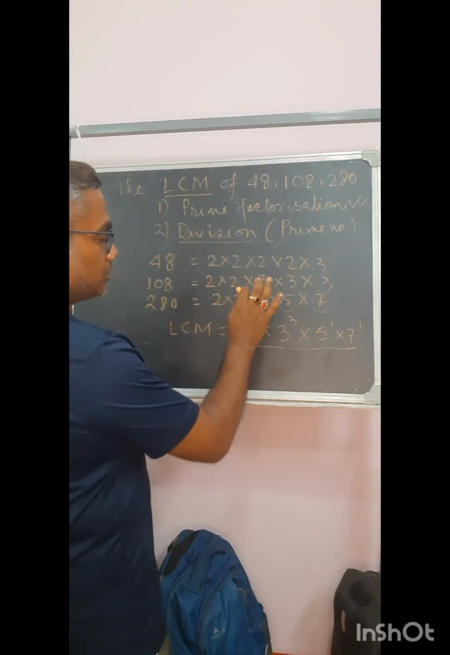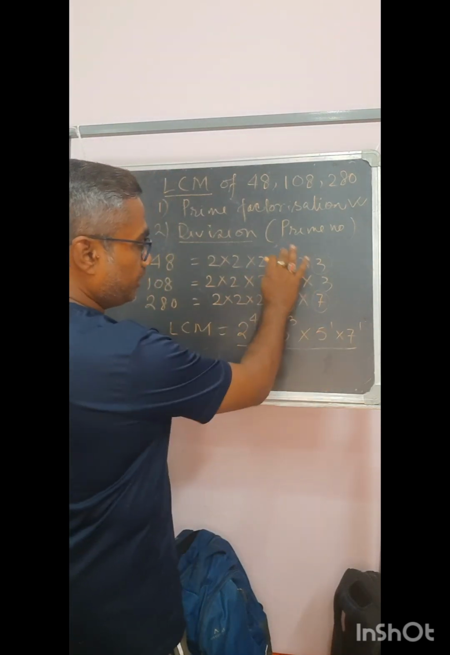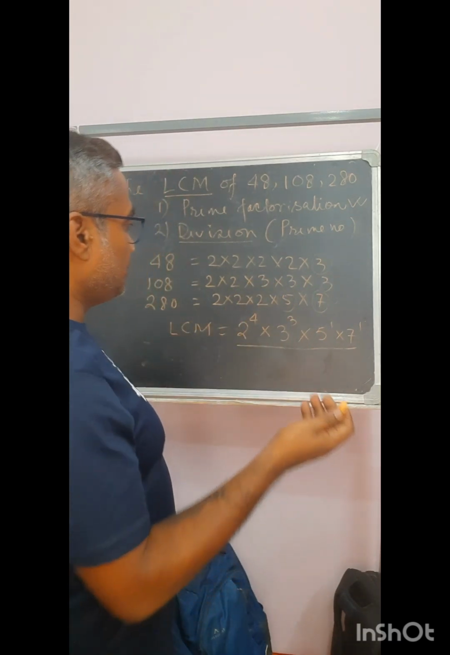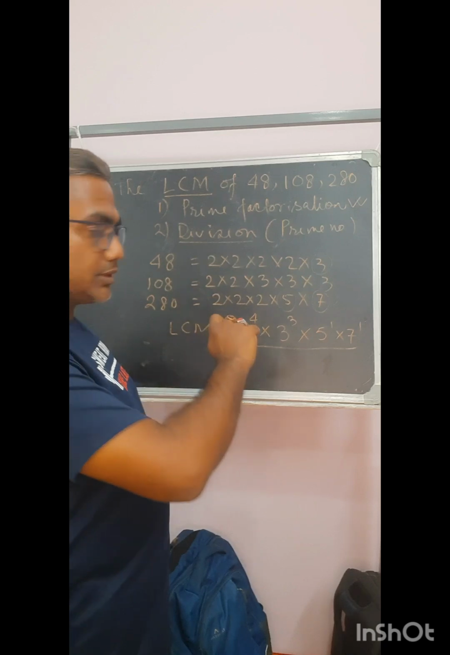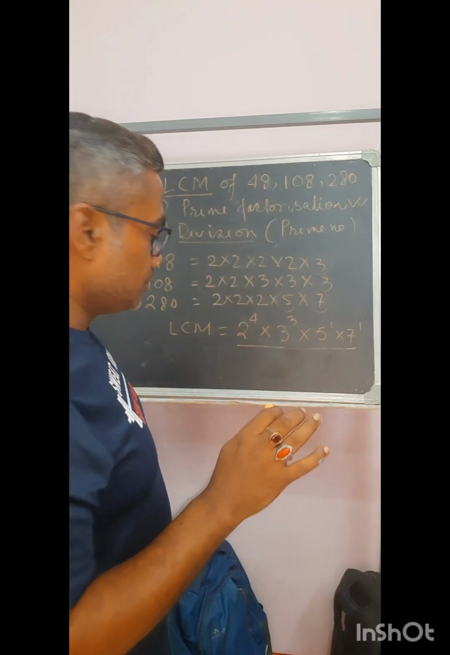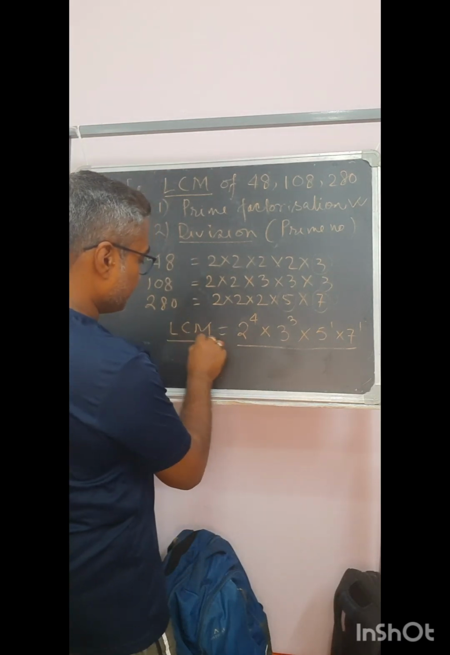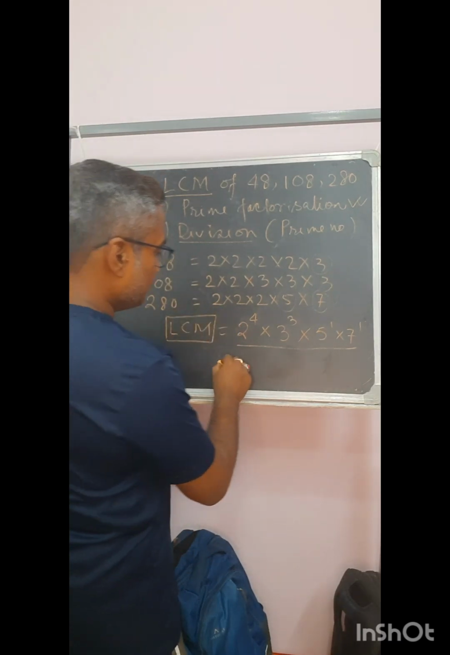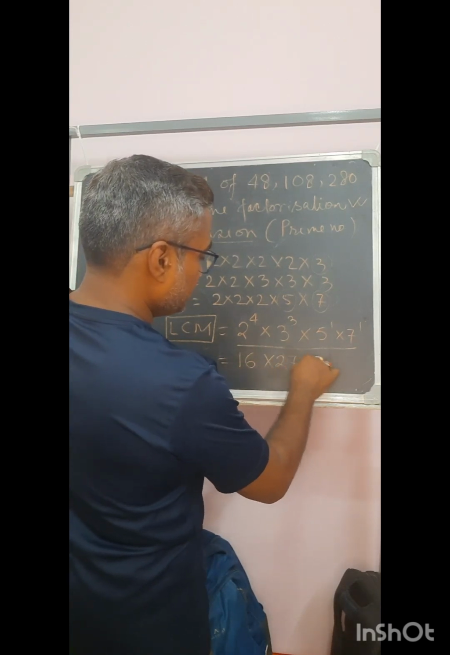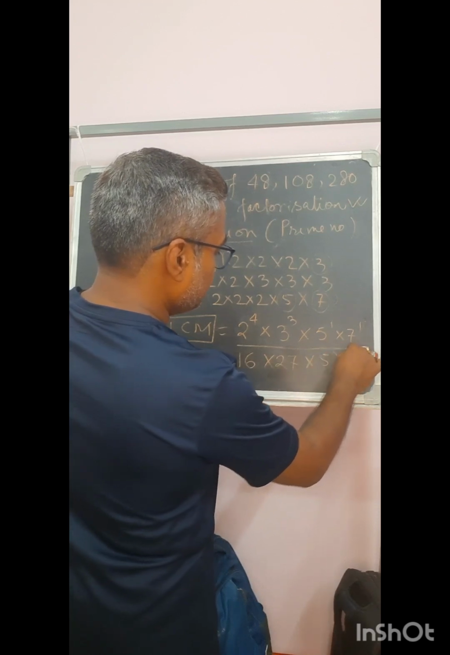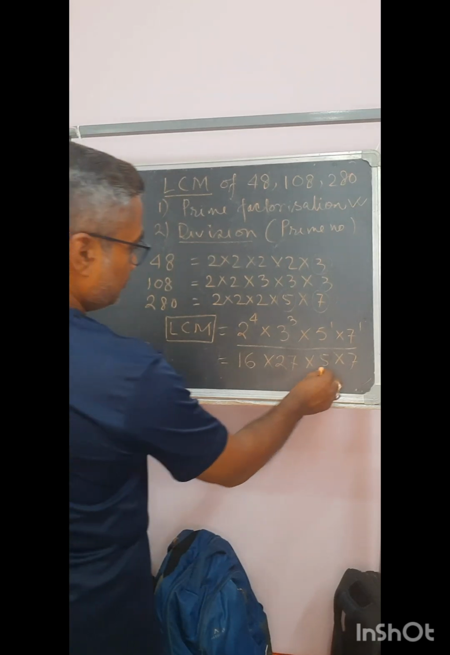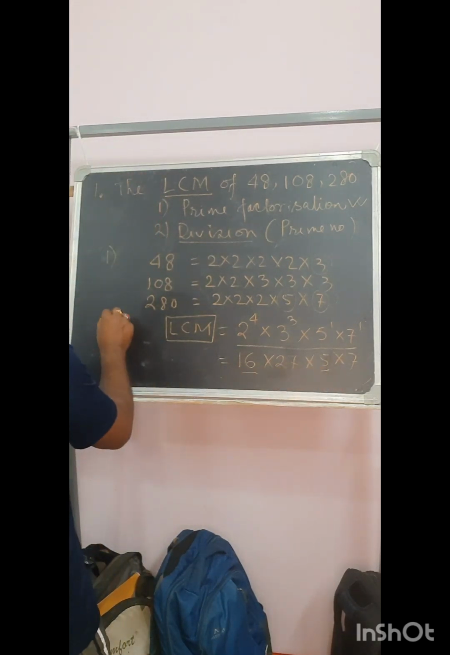You should not leave any of the factors, but the only precaution you have to take is, whenever you take any prime factor, you have to take the maximum power of it wherever it is available. Understood? For calculating LCM, remember this. So our calculation would be 16 into 27 into 5 into 7. Now if I multiply it, better try to multiply where the terms will be easy.